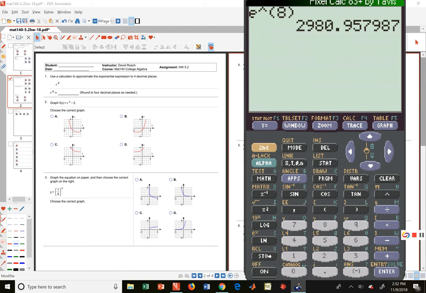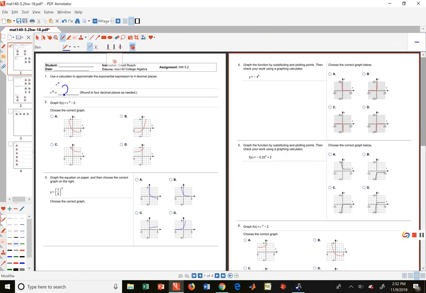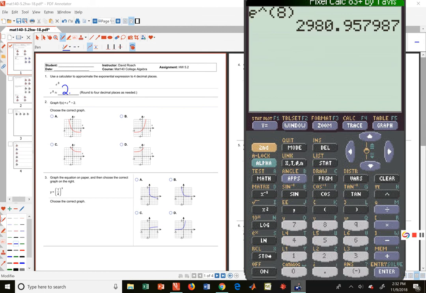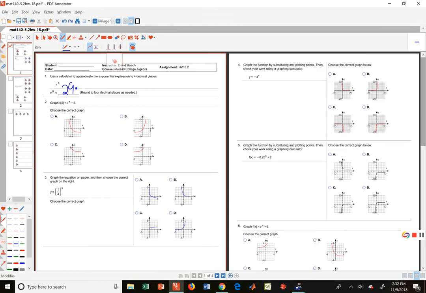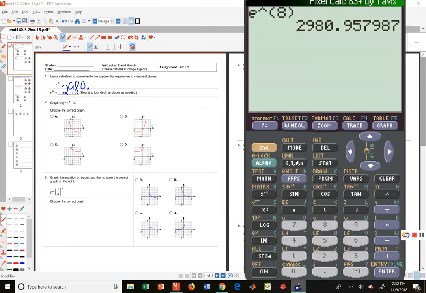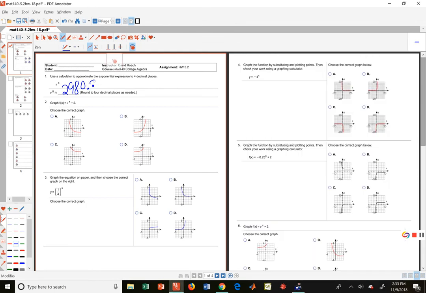There it is. E to the 8th is 2,980.957. It says round to 4 decimal places. So our final answer on that one is 2980 decimal. Let's get the decimals. 957. Now this 9 is going to round up to 0, and that's going to round to an 8. So it'll be 9580. That would be the proper rounding. You got to round correctly.